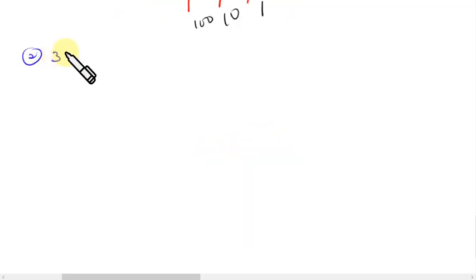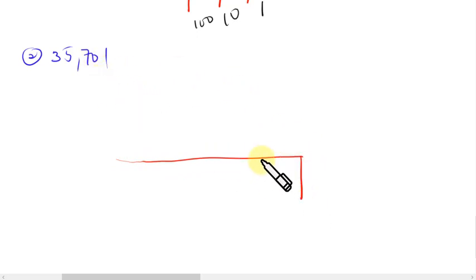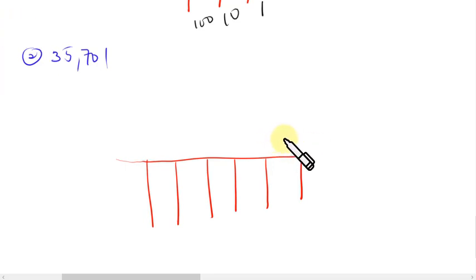So let's take our next example, 35701. How do we write this in a place value chart and find the place value of the individual digits? So let me draw a horizontal line here. And how many numbers do I have here? I have 5 of them. So let me have 5 columns here. 2, 3, 4, 5, and that is okay. Let me put the numbers from the right to the left. So I have 1, 0, 7, 5, and 3.